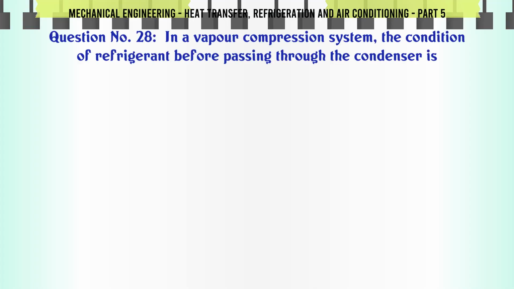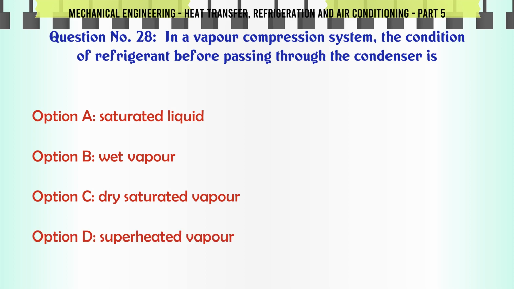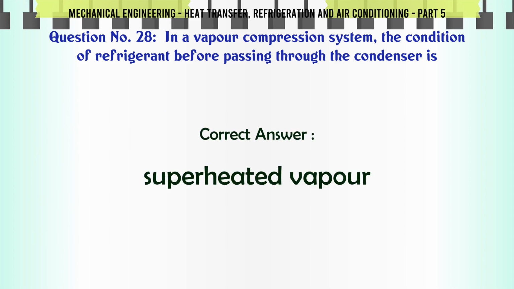In a vapor compression system the condition of refrigerant before passing through the condenser is A. Saturated liquid, B. Wet vapor, C. Dry saturated vapor, D. Superheated vapor. The correct answer is superheated vapor.